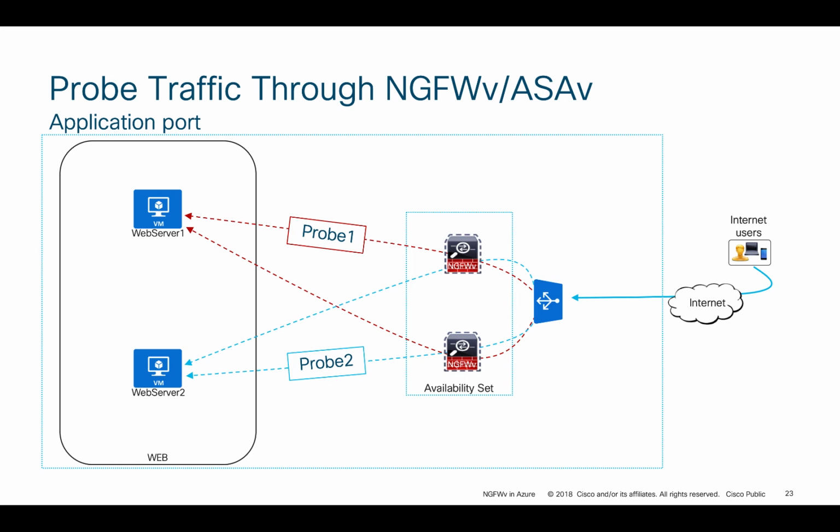Each load balancing rule will have its own probe. So I have web server 2 working on port 80 and web server 1 working on port 443. I'll create 2 load balancing rules and attach 2 different probes, probe 1 to the first traffic, probe 2 to the other traffic. So in case your web server 2 is not up, that traffic is going to be dropped. But if your web server 1 is up, your traffic will still go through both firewalls, because we are not probing firewalls, we are probing our application servers.